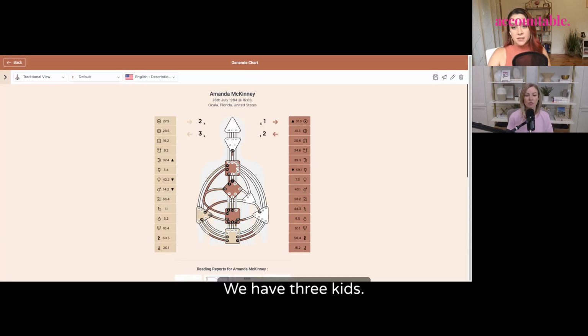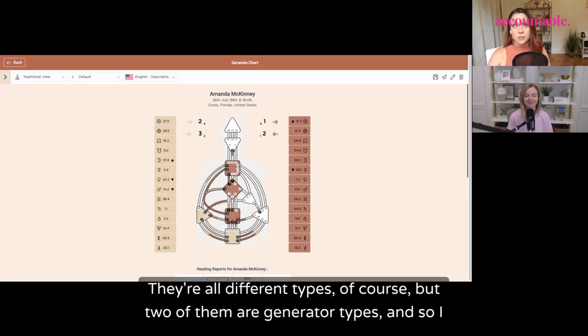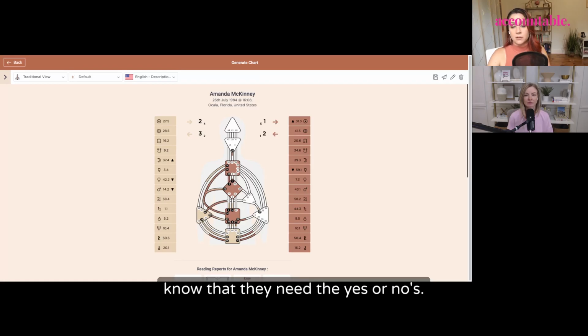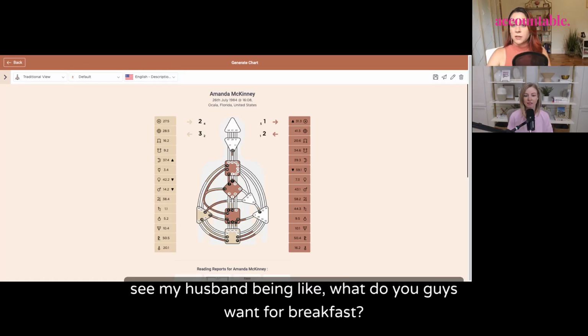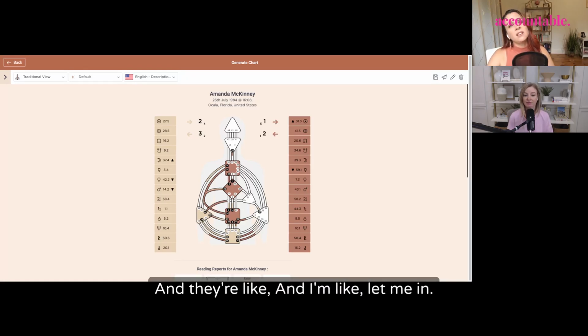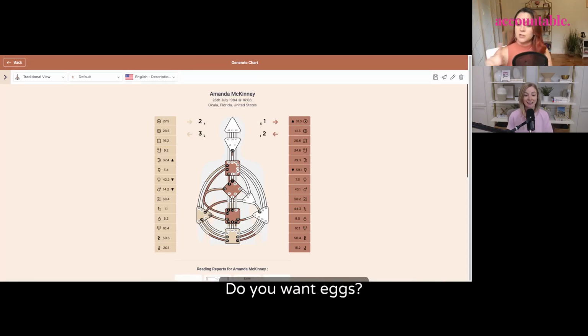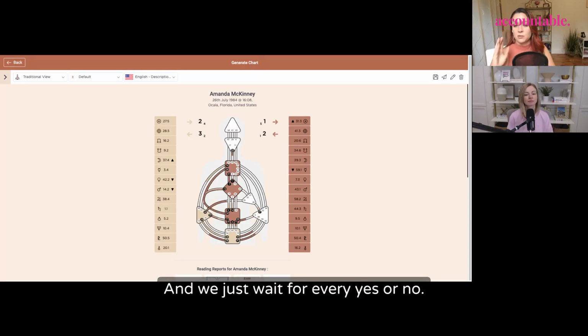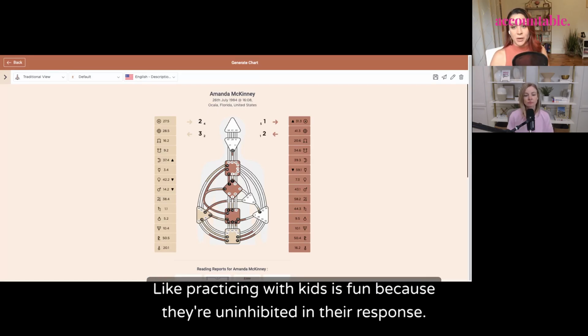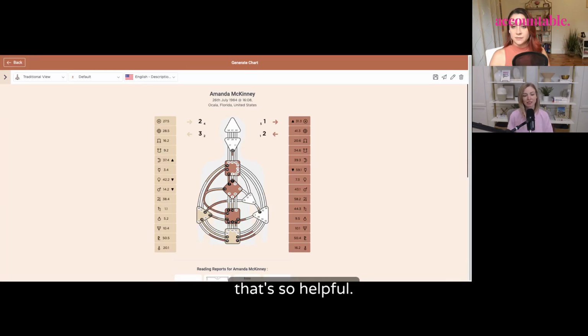We have 3 kids. They're all different types, of course, but 2 of them are generator types. And so I know that they need the yes or no's. And I'll always see my husband be like, what do you guys want for breakfast? And they're like, and I'm like, let me in. I'm like, do you want sausage? Do you want eggs? Do you want pancakes? And we just wait for every yes or no. And you can really see it in kids too. Practicing with kids is fun because they're uninhibited in their response.